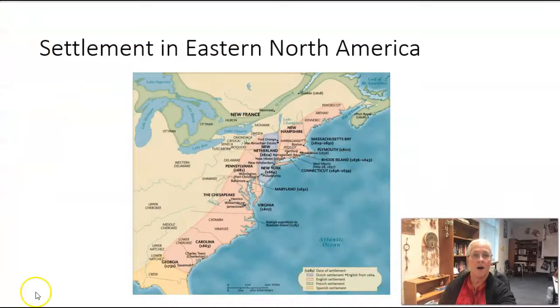So I want to show you this map of the settlement of Eastern North America. And as you can see from the map, most of it is English. You have the Dutch right here. Here's the French. It kind of gives you an idea where everybody is. And then the Spanish are way down here. They had maintained Spanish Florida for quite some time, ever since the first explorers came over with Ponce de Leon.